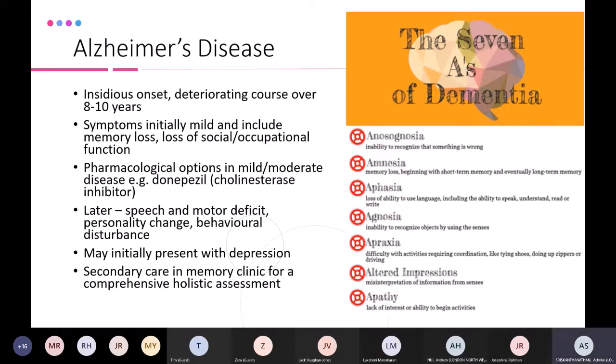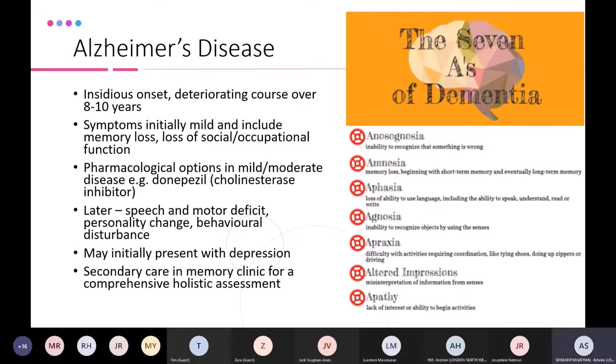As the disease progresses, you can develop speech and motor deficits, see some personality changes as well as behavioural changes too. A lot of the first presentations tend to present as depression, so you might not pick up dementia at the start, and you might diagnose them with depression. And eventually, like I said before, you refer them to memory clinics to get a holistic assessment done on them to see what kind of interventions you can put in place.